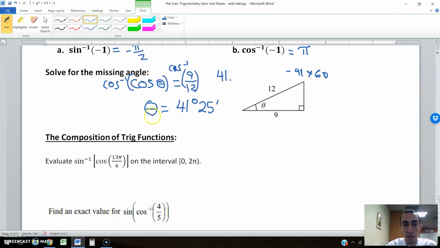By the way, if your calculator happened to be in radians, then you would end up with approximately 0.7227 radians, which would be something a little less than pi over 4. After all, 45 degrees would be pi over 4 radians, and so this would be a little less than pi over 4.